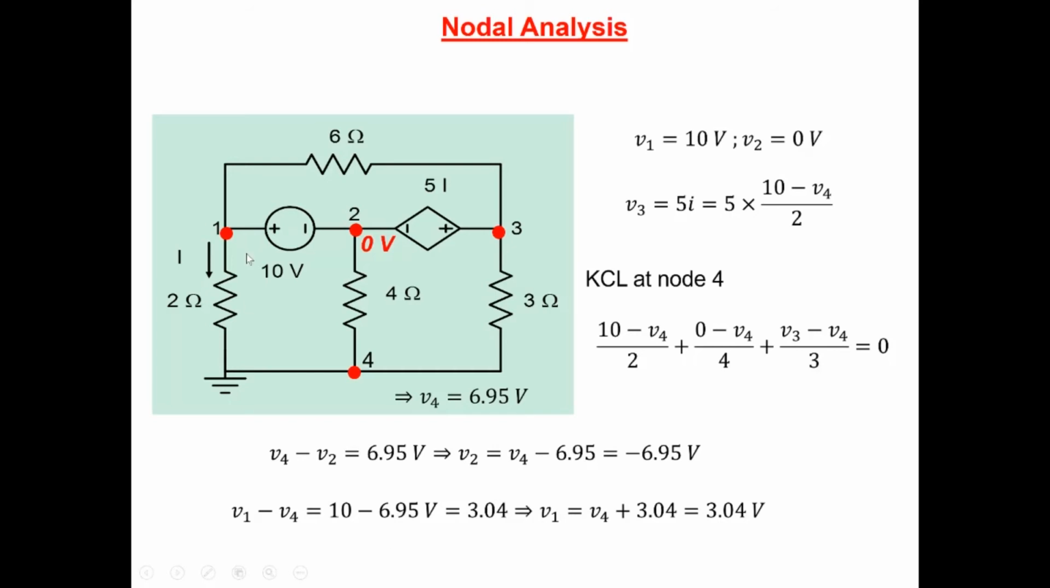Similarly, we can find out the value of, let's say, V1. V1 we know was 10, and V4 we just found out was 6.95. So V1 minus V4 is 10 minus 6.95, equal to 3.04. So we can write V1 equal to V4 plus 3.04. Now we can restore V4 back to ground, and then V1 becomes 3.04. So the value of V1 with respect to V4 is 3.04. When we say the value of V1 with respect to V4, we are saying V4 is taken as ground here.